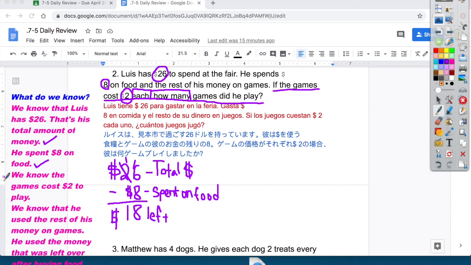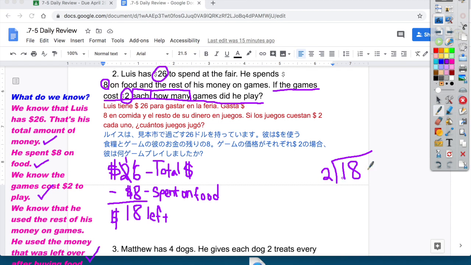Now we know that the games cost $2 to play, and we know that he spent the rest of his money on the games after he bought the food. So this money is what he's spending. So we're going to bring that over here. If he has $18 left and it costs $2 to play each game, then that lets us know that we need to divide 18 by 2.